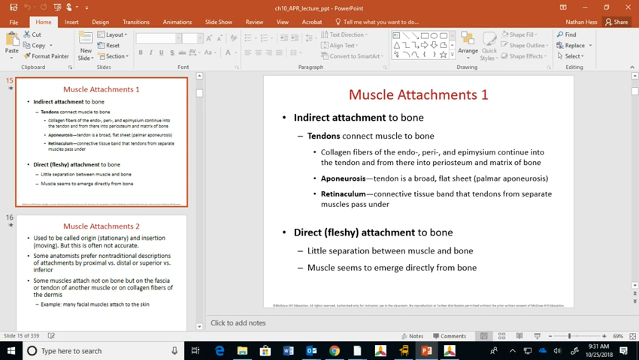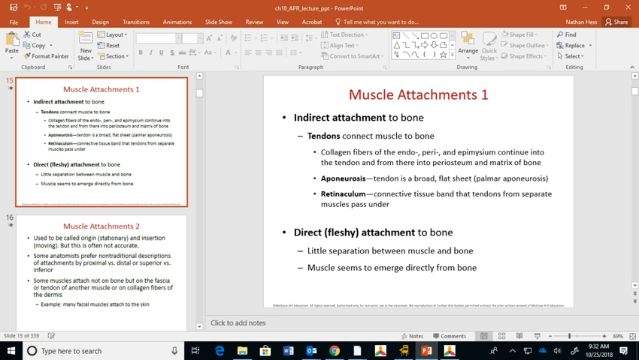Direct I talked about first in your study guide because that's how it was in your textbook, so I'll mention those first. There's really no separation between the muscle and the bone. It looks like the muscle is literally growing out of the bone. There are some muscles, like your triceps on the back of your arm, where those attach onto the humerus. It literally looks like the muscle is growing out of the bone. There's really no tendon there at all.